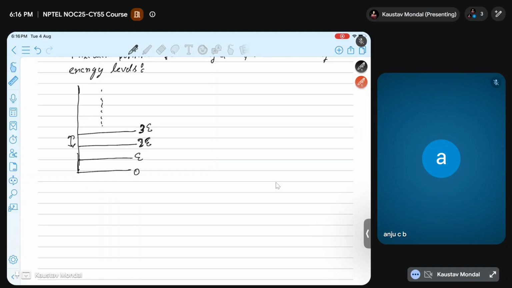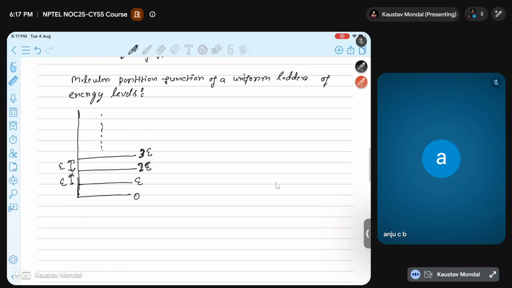Here this difference is basically E. This difference is equal for all of the energy levels. Now for this kind of system, this uniform energy ladder type of system, you can calculate the total partition function easily. How do you do that? Let's suppose for the time being that we will not consider the degeneracy. Let's suppose the degeneracy is 1 for every energy level.